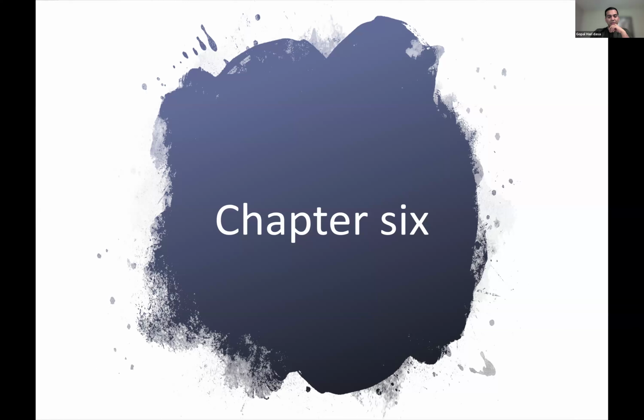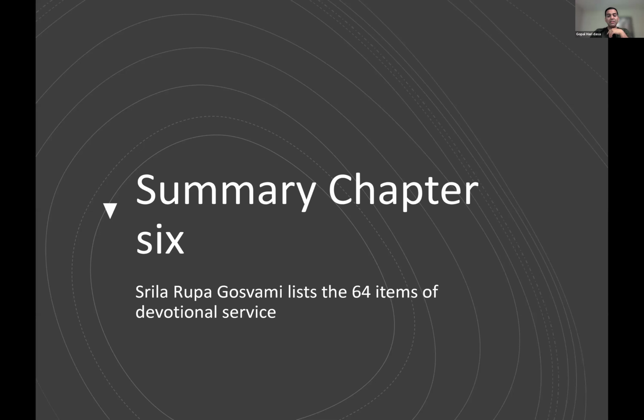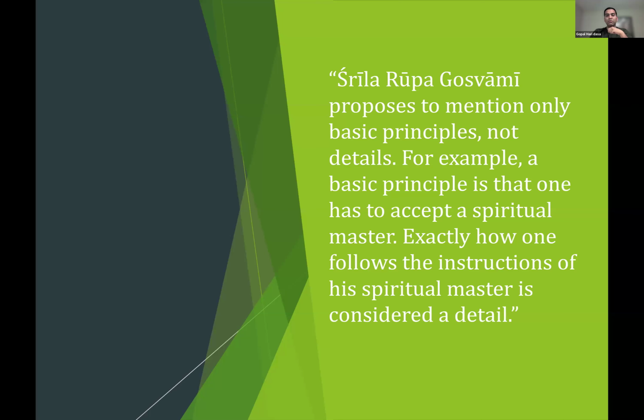So here we go now. We start with chapter 6. Srila Rupa Goswami lists the 64 items of devotional service. Srila Rupa Goswami proposes to mention only basic principles, not details. For example, a basic principle is that one has to accept a spiritual master. Exactly how one follows the instructions of a spiritual master is considered a detail. So even these items are basic principles.